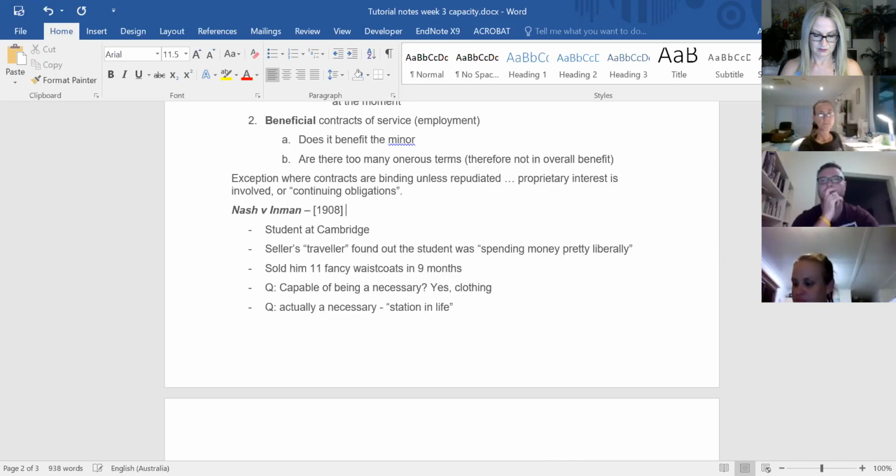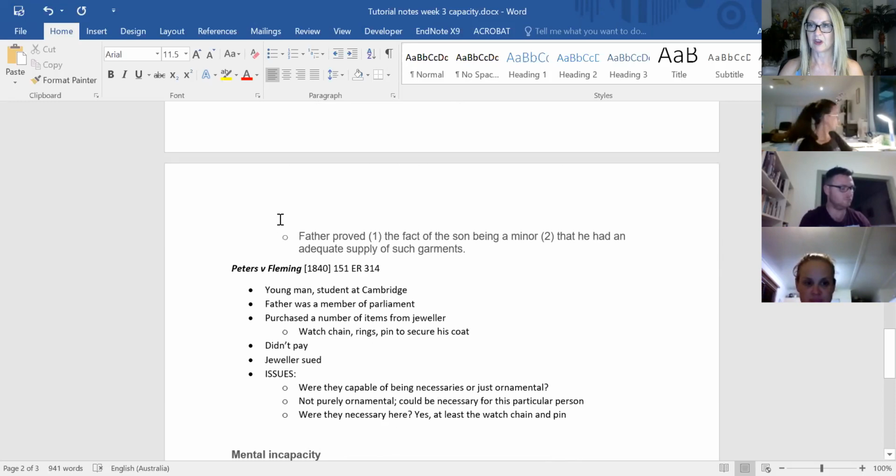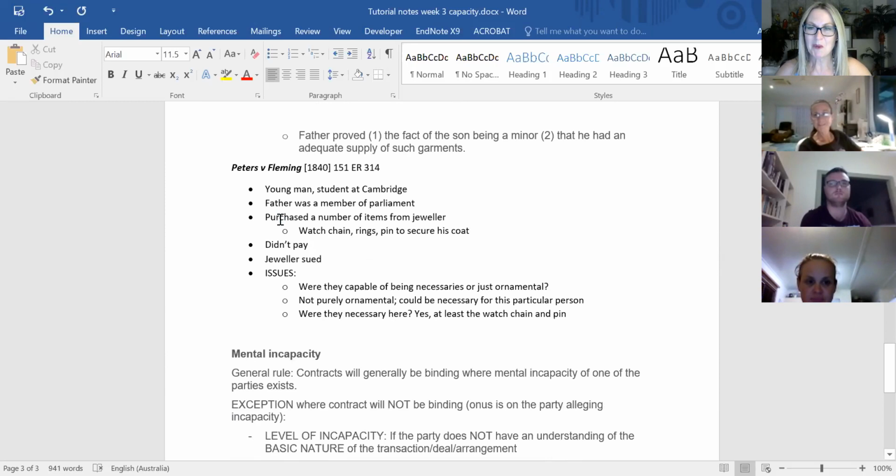And Peters and Fleming was 1840, so much earlier. Again, I like this one. This one was hilarious. Student at Cambridge again, though. Yeah, they're all crazy. Buying up again. What was it in this circumstance? It was a watch chain, rings, and a pin to secure his coat.